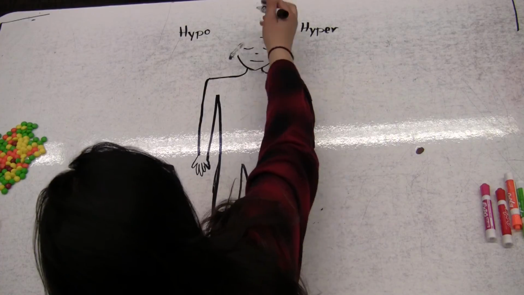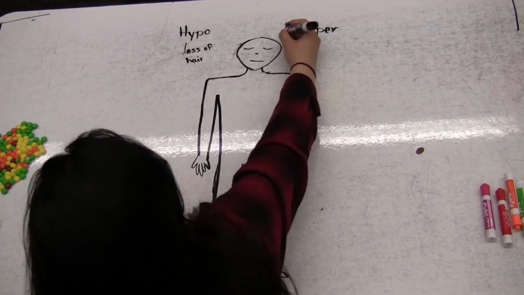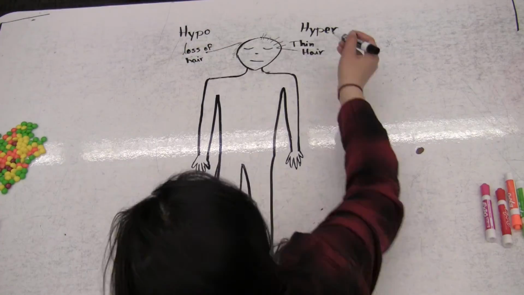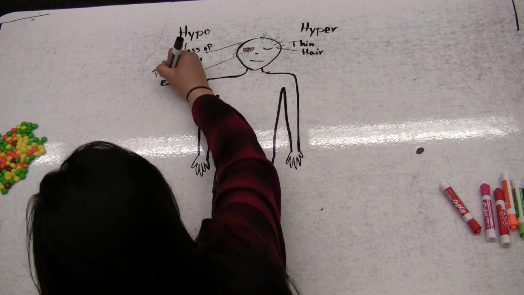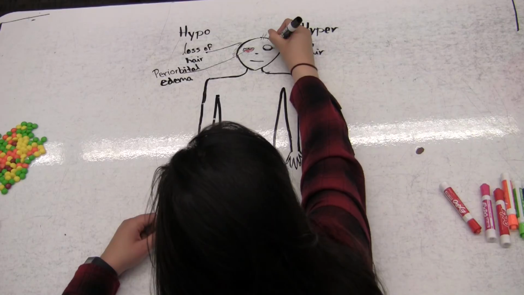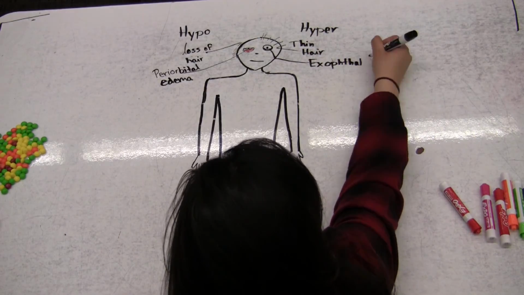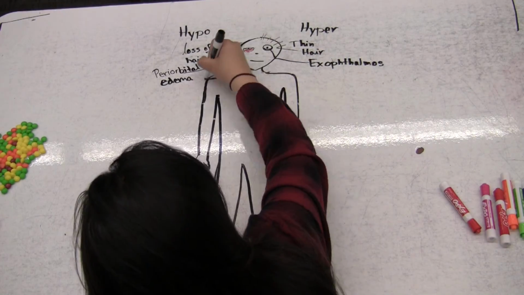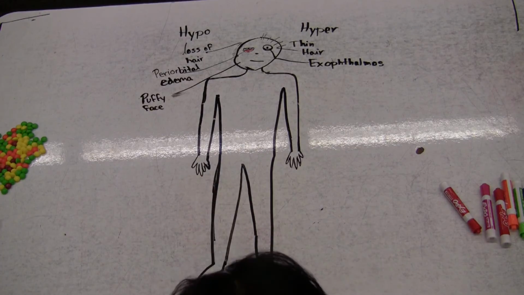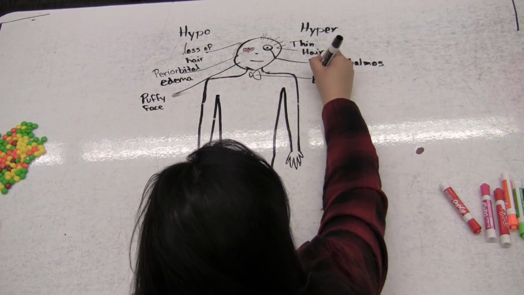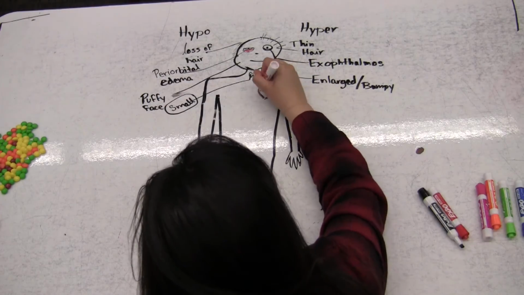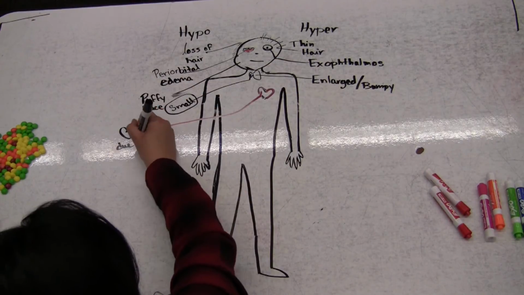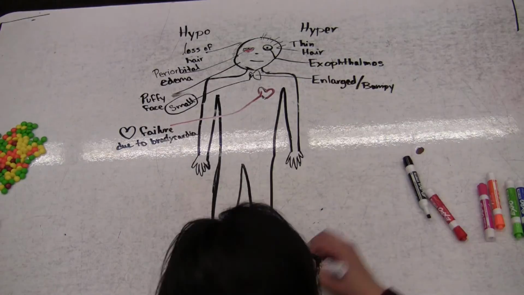Now let's compare the two. Hypofunction versus hyperfunction. So we start with hypofunction, where there is loss of hair in comparison to the thinning of hair in hyperfunction. Now we have periorbital edema and a puffy face on the hypofunction side versus exophthalmos on the hyperfunction side. We have a normal or small thyroid gland in the hypofunction and an enlarged thyroid in the hyperfunction.